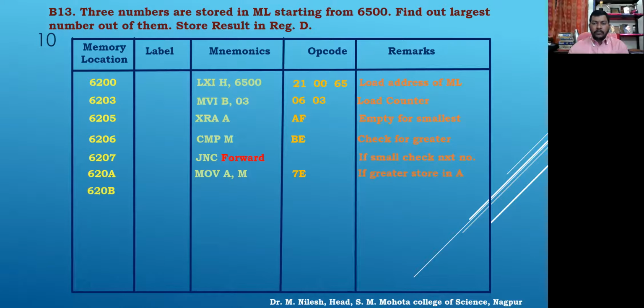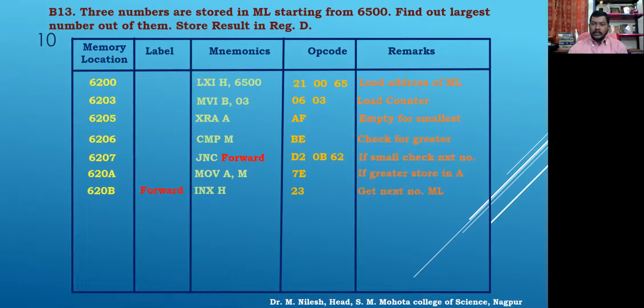Then in 620B, here we need to jump after this. So I am writing forward over here. That is the next instruction. I have written here 0B, 62. So this forward is going to jump over here to the next instruction, which will be INX H, increment H. The opcode is 23.